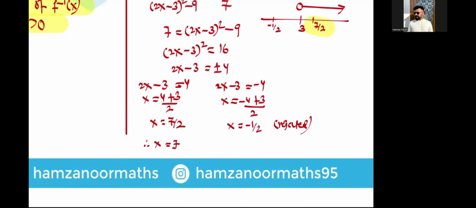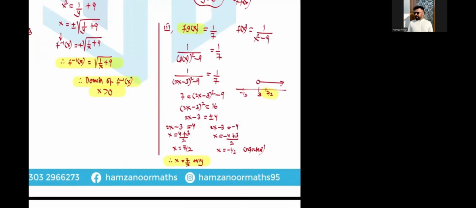Therefore, x is equal to 7 over 2 is your only acceptable answer. Whenever we are solving equations related to composite functions, we always need to consider the domain of the inner function. If the inner function does not have any restrictions on the domain, both answers would be acceptable.